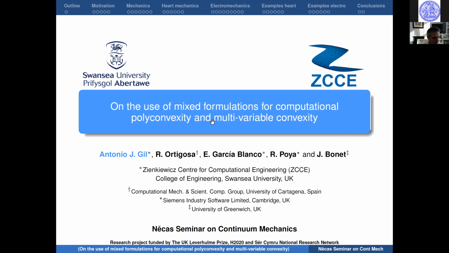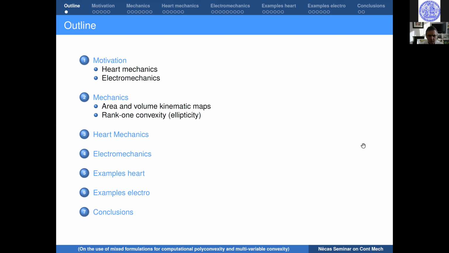Okay, so let me start quickly going through a brief outline of the talk. So I'll present first the motivation onto the two areas of interest of this work. One is in the area of heart mechanics, and the other one is in the area of electromechanics. Then I'll talk a little bit about mechanics, first principles, specifically trying to highlight the two areas that attracted our interest when we started with this research.